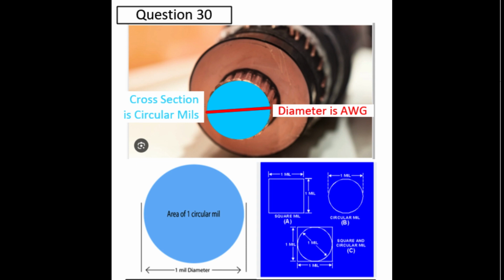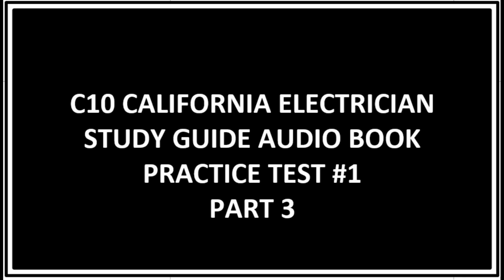Question 31. If power in a circuit stays constant, but voltage is doubled, then the current is reduced.